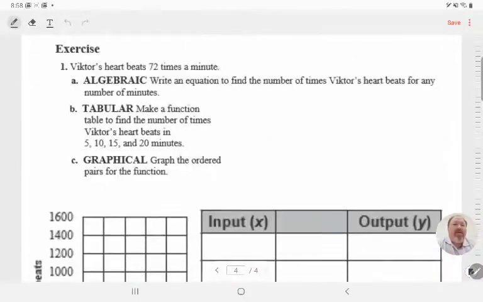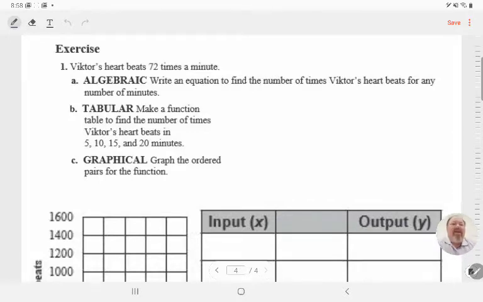All right. So now's when you're going to pause the video, try this last one, and see how you do. And come back and check your answers. All right. How'd you do? Let's see. Victor's heart beats 72 times a minute. So A says write an equation to find the number of times Victor's heart beats in any number of minutes.